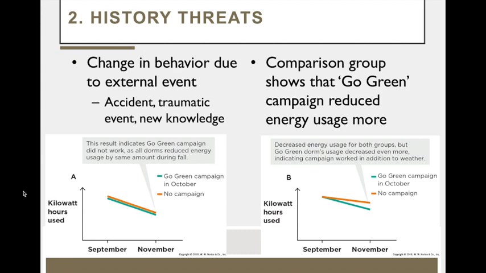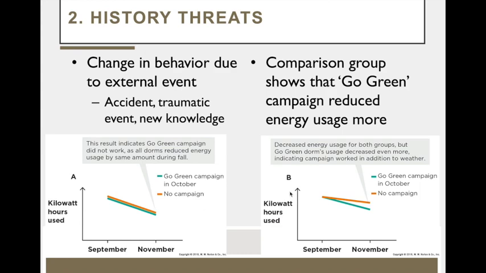And in fact, by having a comparison group where we had no campaign at all, we can know that, right? We know that there's something else going on that's just because of changes in usage of energy. You can imagine if you looked at dorm energy usage from November to January, it should also go down, right? Just because students are not in the dorms anymore.